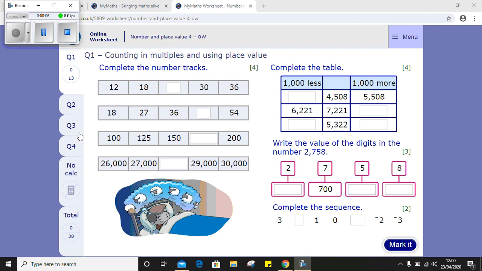Now, today we're going to have a look at everything we've done over this week and a little bit before the holidays as well, just to see how much we can remember. So here we're looking at filling in the sequence.